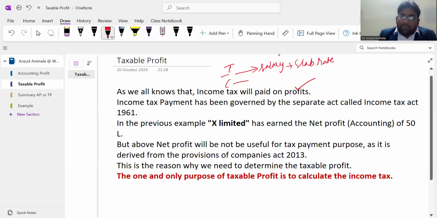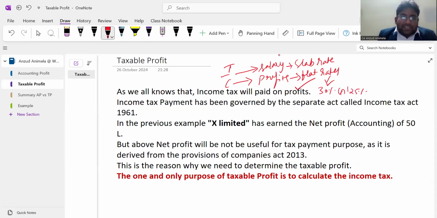What do companies do? Companies do business. They get profits. On the profits, they apply flat rates, not slab rates. Flat rate means one straightforward rate, 30% or 25% like that. That means when companies earn a profit, they have to pay taxes. That is called income tax.